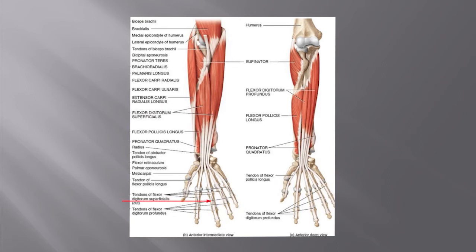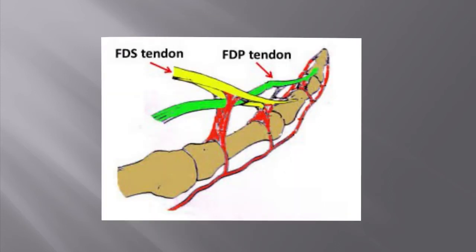Lying on top of the deep flexors is the flexor digitorum superficialis, and these tendons insert into the middle phalanx of each finger, causing flexion of the PIP joint. These tendons all act independently. This diagram shows how the superficialis tendon splits before inserting into the middle phalanx, thereby allowing the deep flexor tendon to pass through the gap and insert into the base of the distal phalanx.